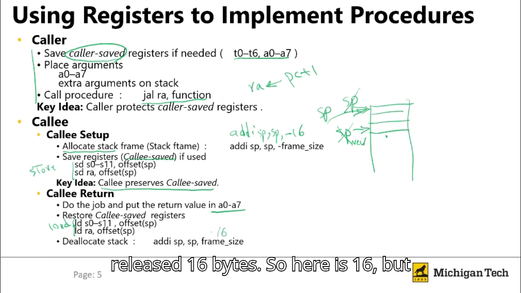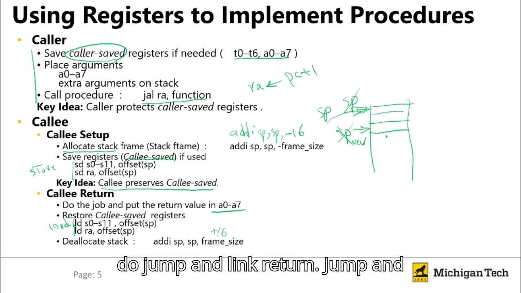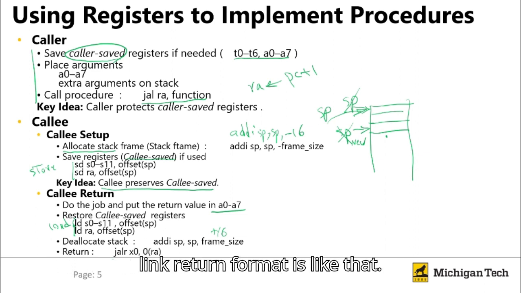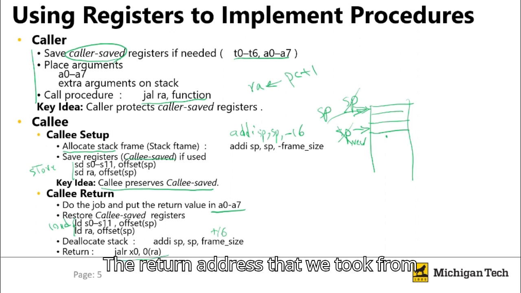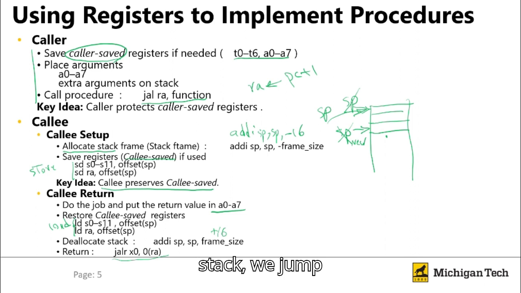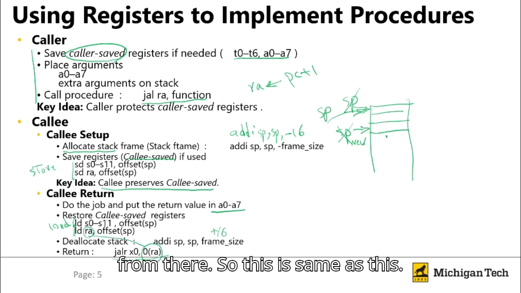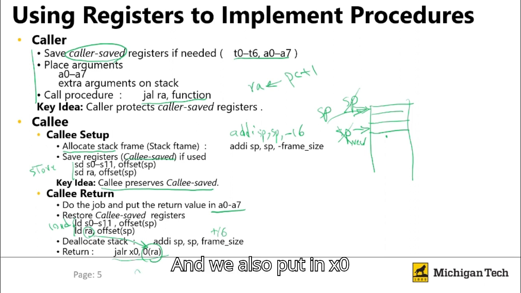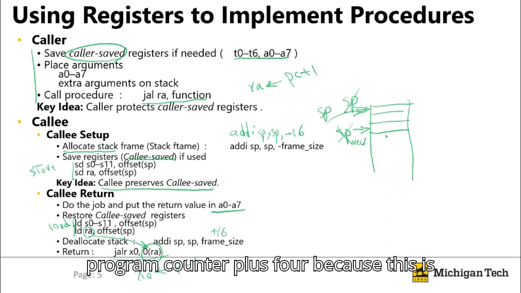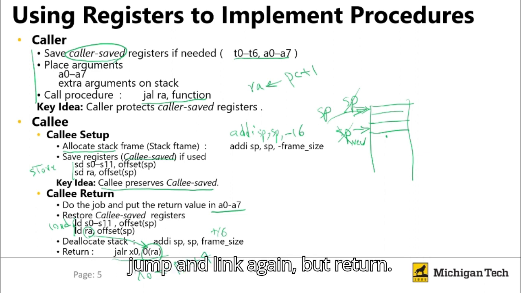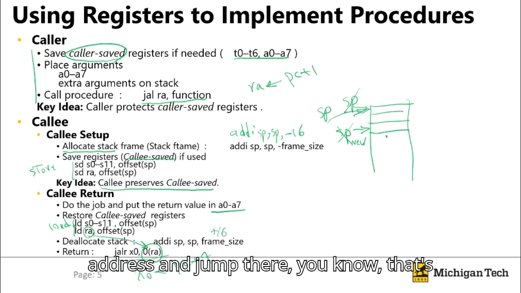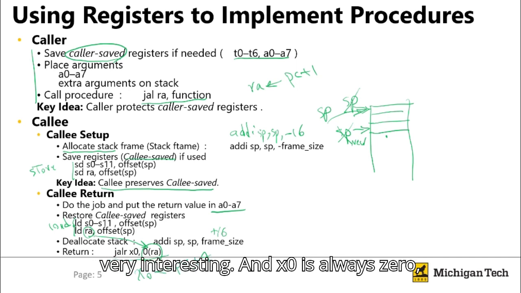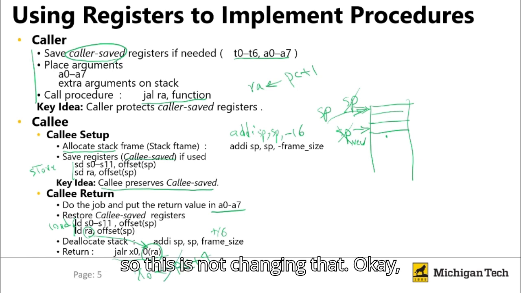So here is 16, but this time it is positive. And then we do jump and link return. Jump and link return format is like that. The return address that we took from the stack, we jump from there. So this is the same as this. And we also put in X0 program counter + 4, because this is jump and link again, but return. A jump and link return is a dynamic jump. You can put something in the return address and jump there, that's very interesting. And X0 is always 0, so this is not changing that.